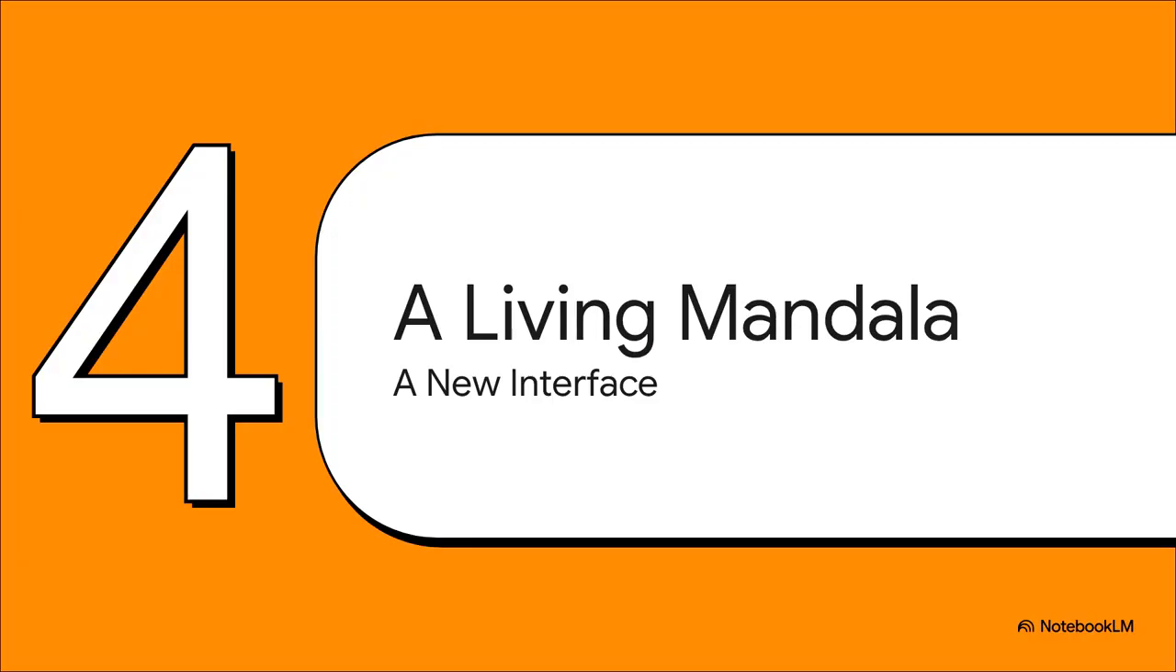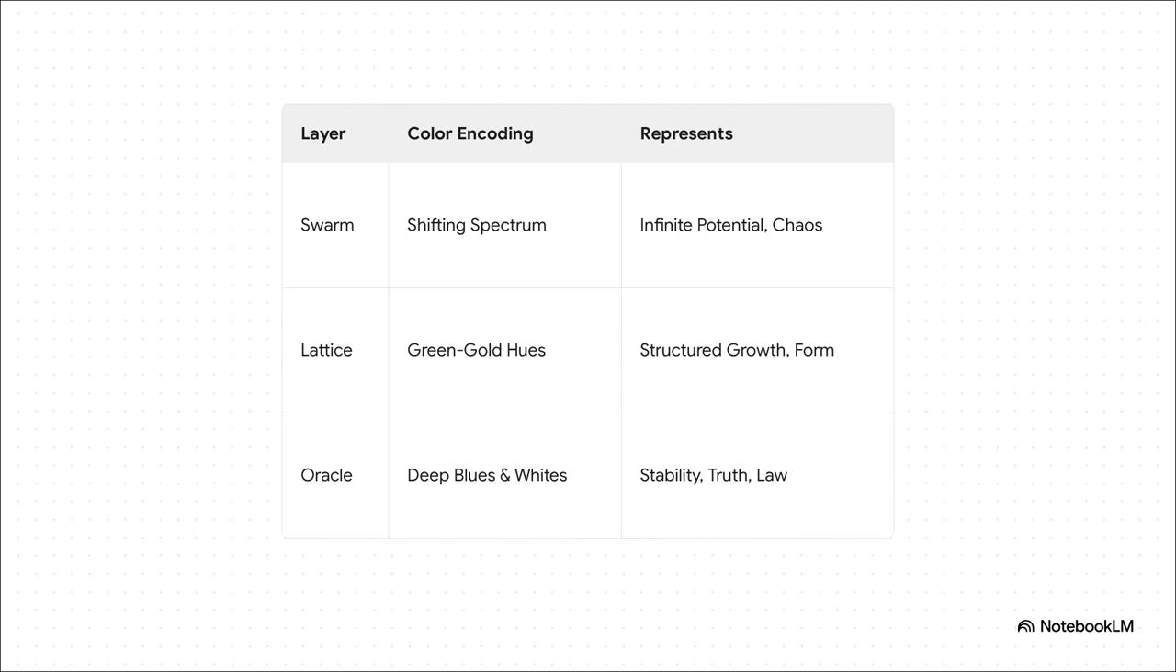So, we have chaos, form, and law. This incredibly complex, layered system. How on earth would you even interact with that? How do you visualize what's going on inside? Well, all three layers come together in a single, beautiful, holistic interface called the mandala map. And this isn't just a static diagram, it's a living interface. It uses color, that chroma we talked about, as a real-time diagnostic tool.